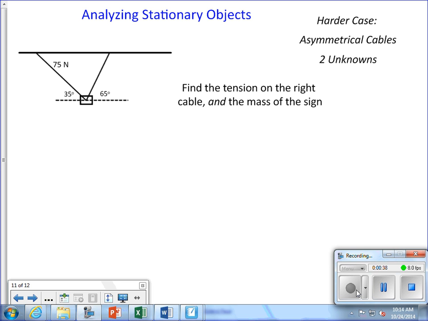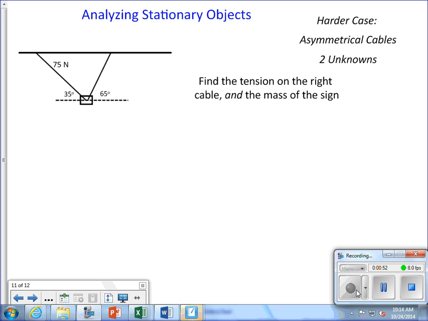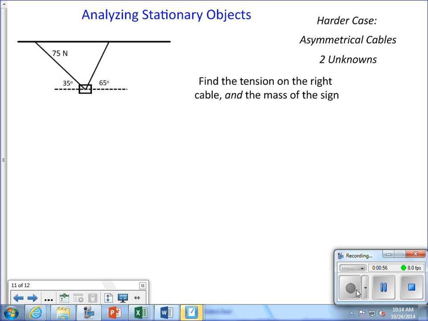And anytime we have two unknowns, it means we're going to need two equations to solve this problem. Luckily, we have two equations for these equilibrium cases, and those are our net force statements in each of two directions. All right, I'm going to start with a separate free body diagram, and I'm going to take some care to make it graphically accurate.